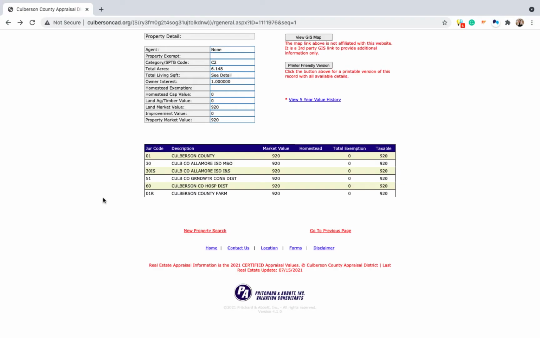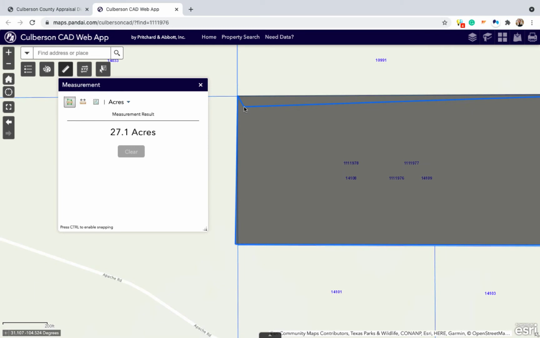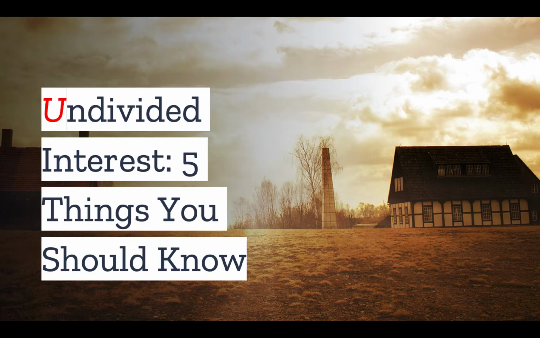The other day, I was looking at a property in Texas. In the assessor records, it was listed as a little over 6 acres. Yet when I pulled up the GIS map and measured the property, it came out to 27 acres. What on earth is going on here? How could the assessor be so off in the acreage? Well, we'll solve the mystery at the end of this video. Although, spoiler alert, it has to do with undivided interest.